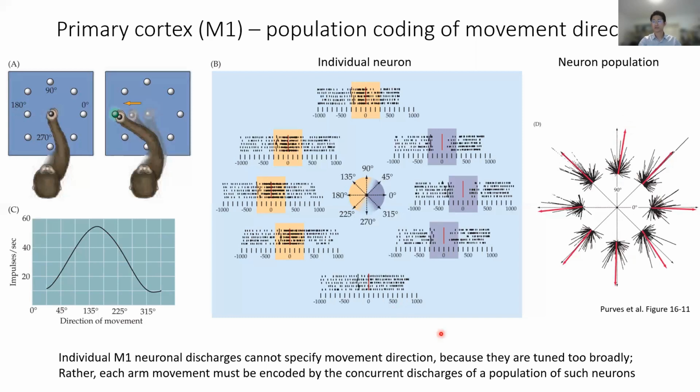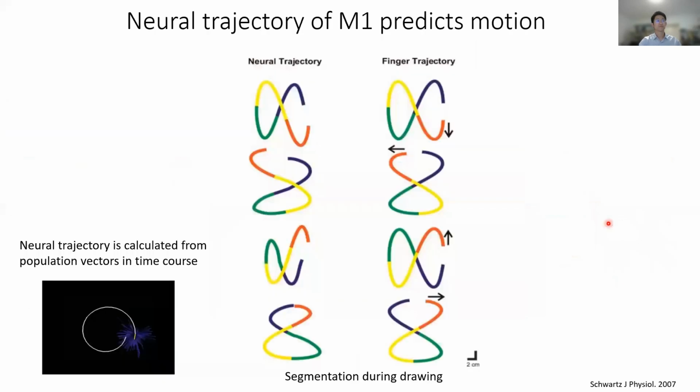So this study showed that single neurons do not give a very accurate estimation of the movement direction, but by relying on population coding, we can have a better estimation of it. That is the property of the neural population in the M1 area, so we consider that they do a direction coding function. And this is important because it leads to the next slide.